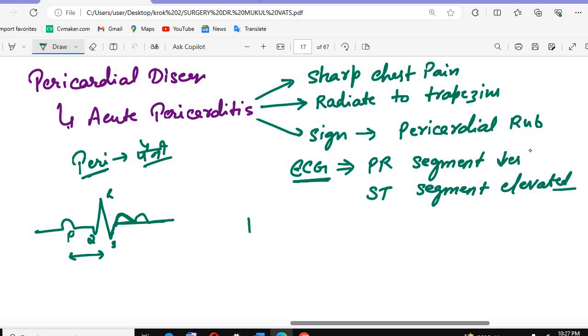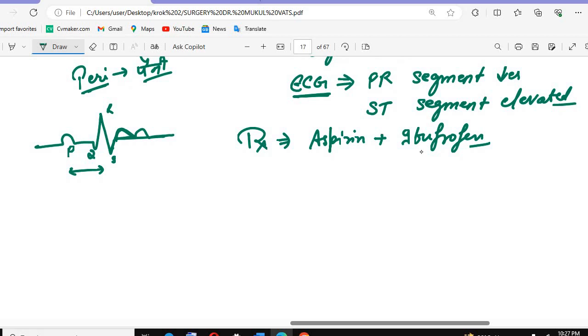For the treatment, also remember the treatment: we can give aspirin as well as ibuprofen. So aspirin or ibuprofen can be given in case of acute pericarditis.